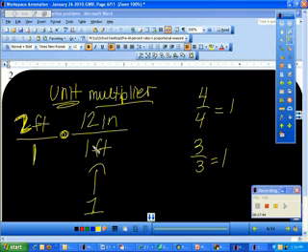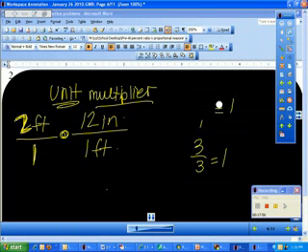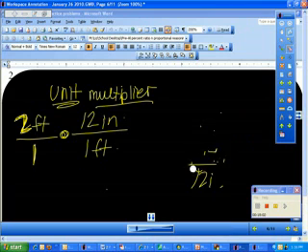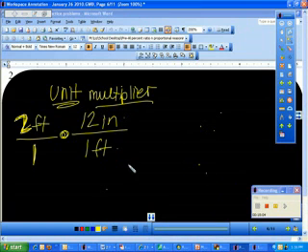Now, why did I set up the unit multiplier the way that I did so that the feet are in the bottom and the inches are in the top? Because I could just as easily have done 1 foot over 12 inches, and it would still be worth the same amount, but I did it for a reason. What is it, Katie? Exactly. The units that are the same have to be diagonal from each other.